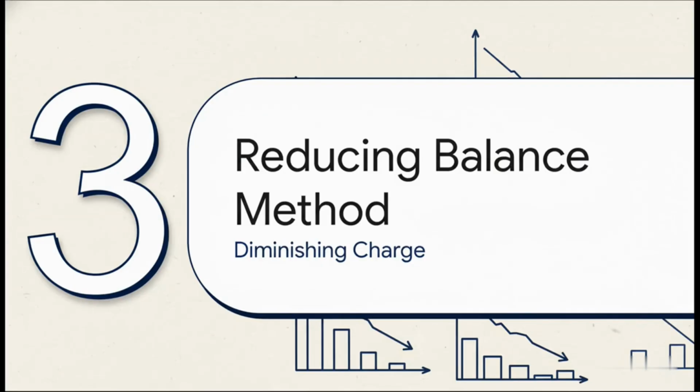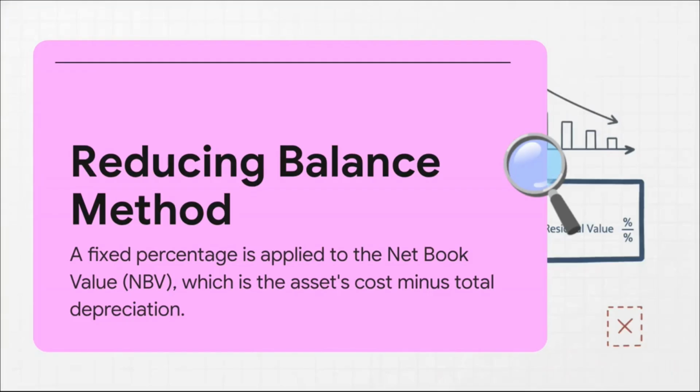Okay, let's switch gears completely. It's time to look at the second major method for calculating depreciation, the reducing balance method. And as you'll see, this one paints a very different picture of how an asset loses its value over time. Now, here is the absolute number one key difference. With the straight line method, we always went back to the original cost. But with the reducing balance method, we apply a fixed percentage to the asset's net book value. That's its cost minus the depreciation we've already charged. And since that book value goes down every year, the depreciation charge goes down with it.